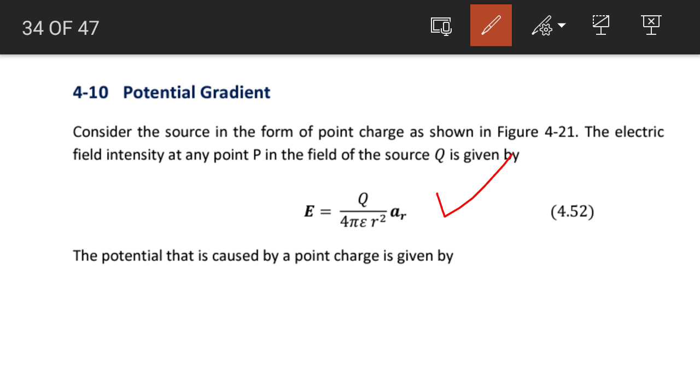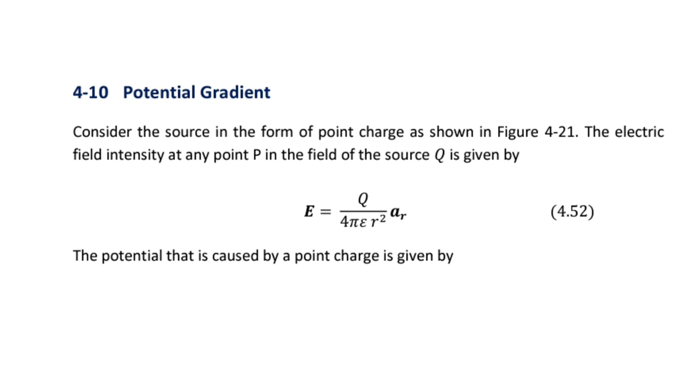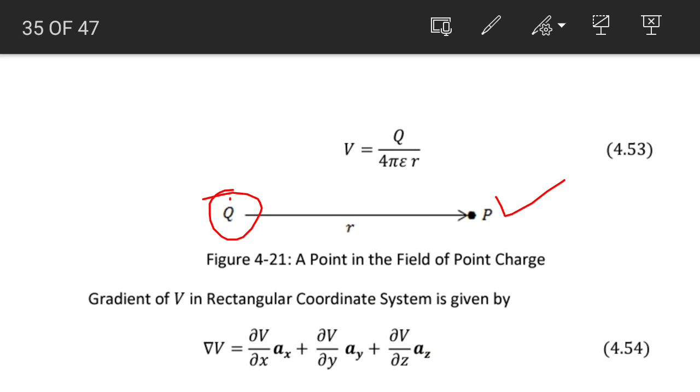If you want to calculate the electric field intensity at the given point, we can calculate it with the help of equation number 52. And if you want to calculate the potential at the given point, the potential will be equal to Q by 4 pi epsilon r.